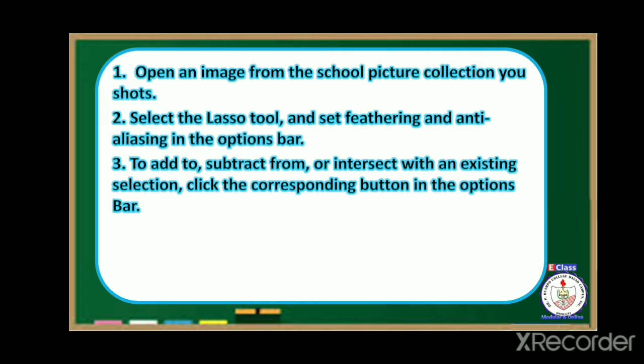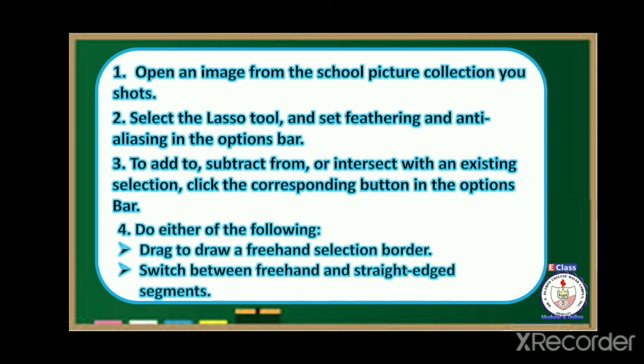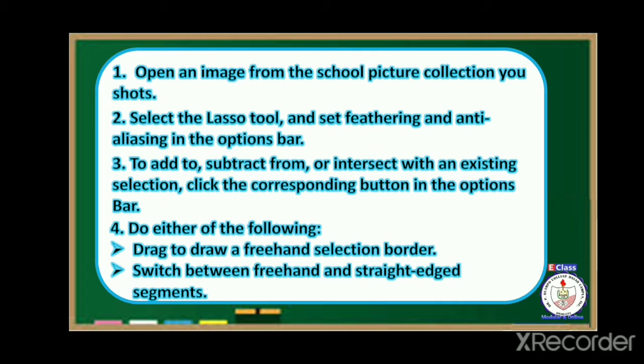To add to, subtract from, or intersect with the existing selection, click the corresponding button in the options bar. Fourth, do either of the following. One is to drag to draw a freehand selection border. Next, switch between freehand and straight edge segments. Trace out and click where a segment should begin and end.